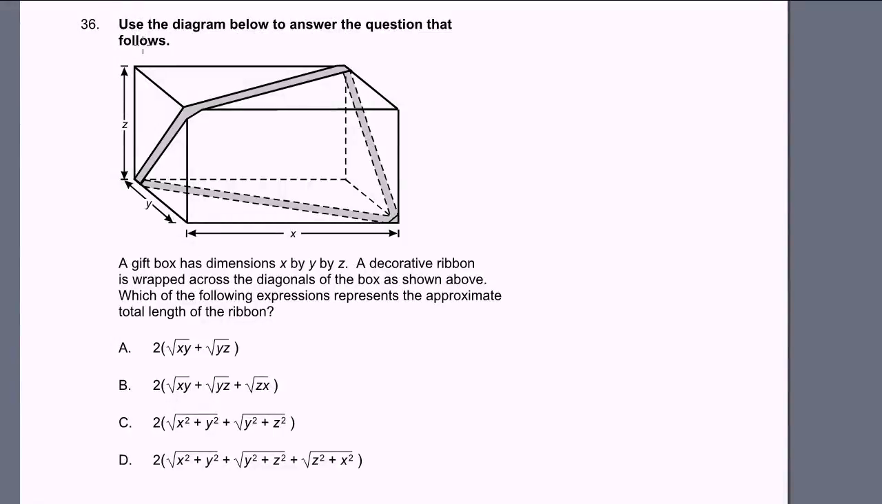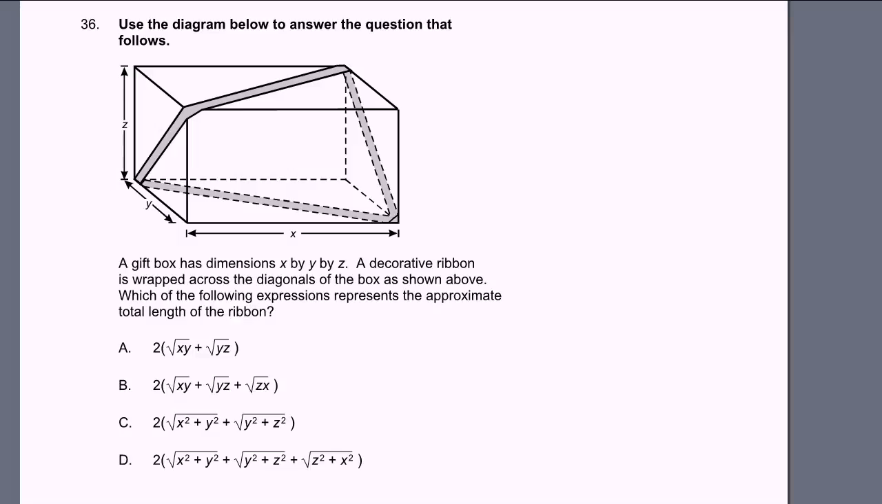Problem 36. Use the diagram below to answer the question that follows. All right, there's my diagram. A gift box has dimensions x by y by z. A decorative ribbon is wrapped across the diagonals of the box as shown above. Which of the following expressions represents the approximate total length of the ribbon?